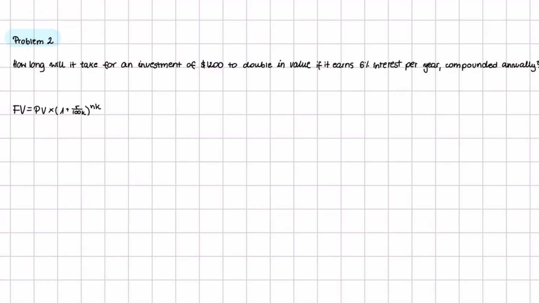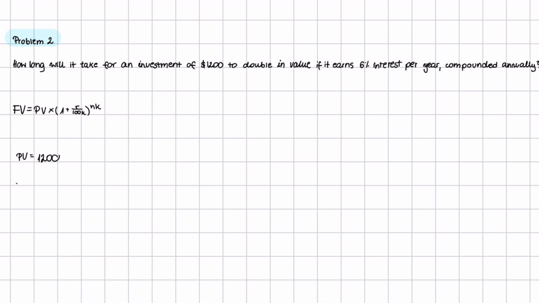Problem 2. How long will it take for an investment of 1,200 to double in value if it earns 6% interest per year compounded annually? So we can use our compound interest formula, because it also applies in here because we don't have any deposits, and we have an investment of 1,200. So this is our present value.